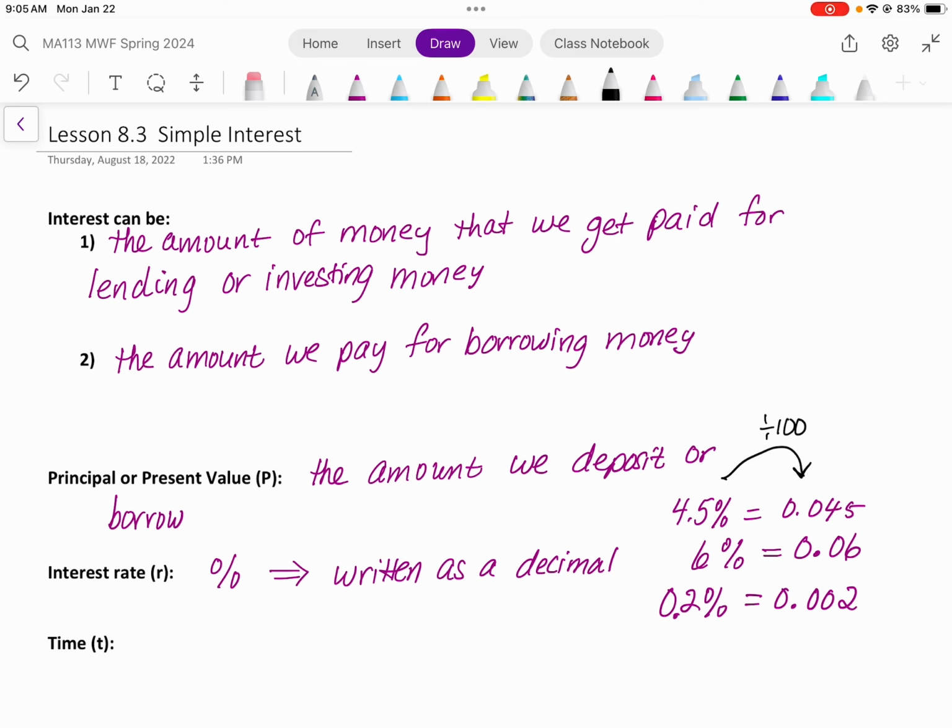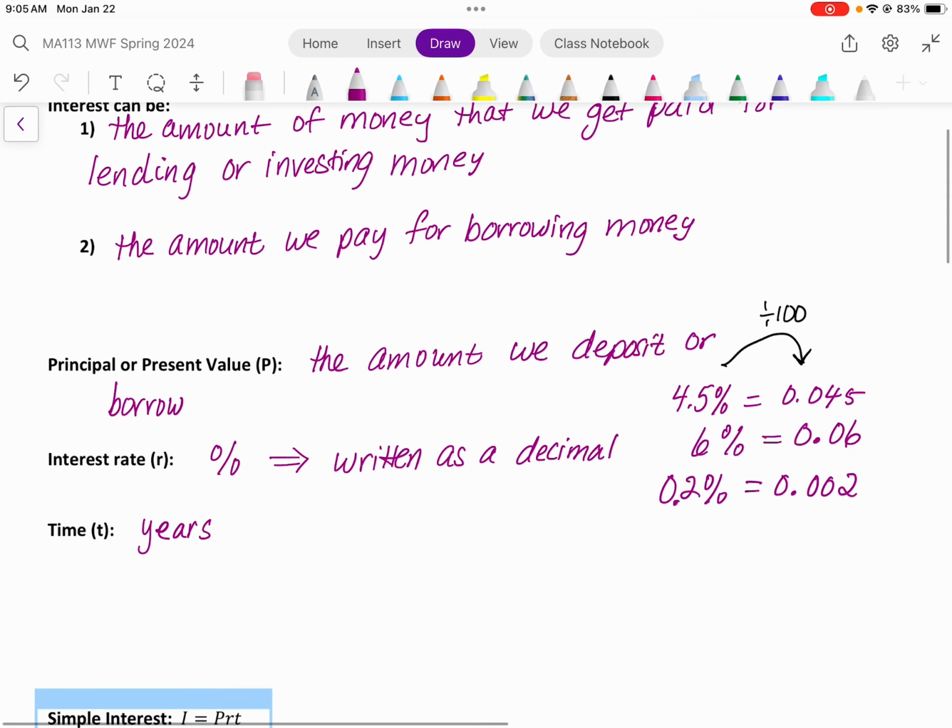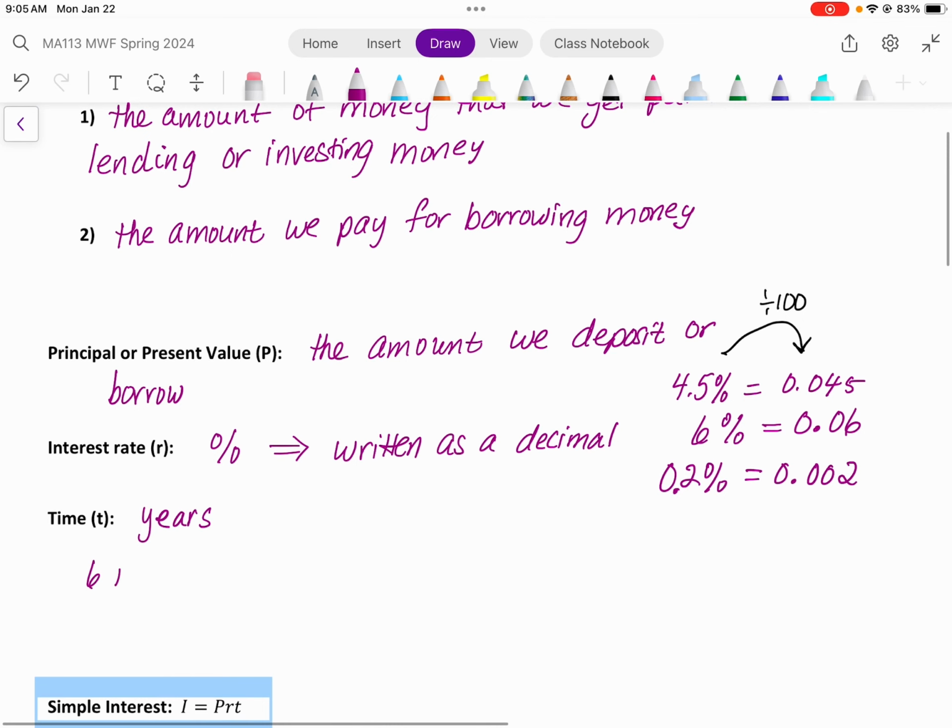All right, time is calculated per year, so it's annually. So time will be in years. If we're looking at 6 months, that's 1/2 of a year. If we're looking at 1 quarter, that's 0.25 of a year, etc.